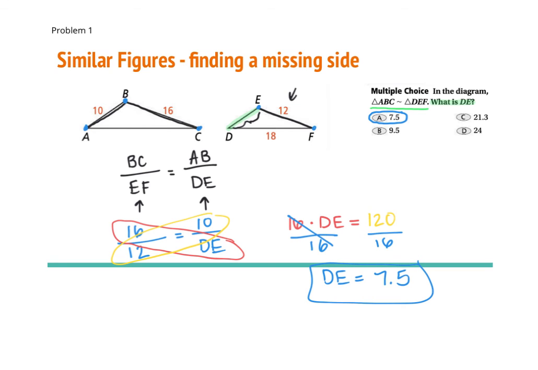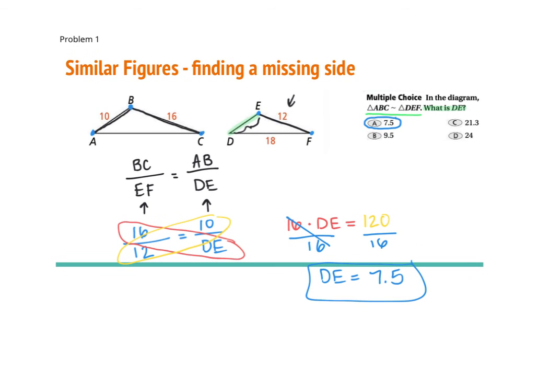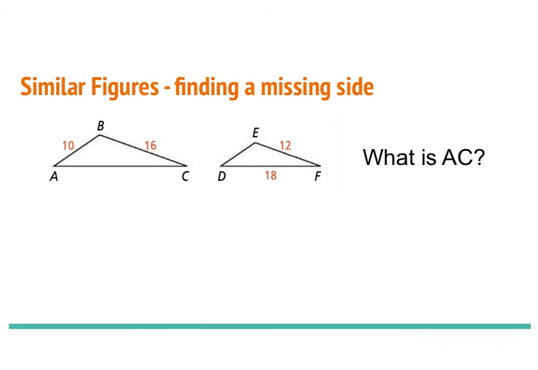So that's how you find the missing side of a similar figure. You always set up a proportion, and when you're setting up a proportion, remember, you want to use two sides that you already know. The only two sides that were already filled in and corresponding were this 16 and this 12, so we knew that had to be the first part of our proportion.